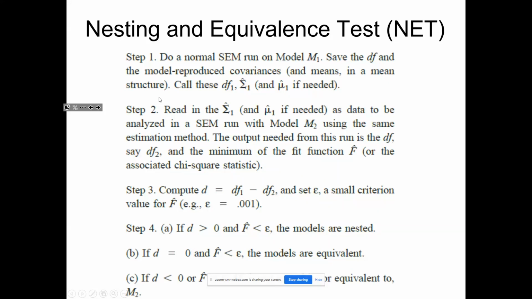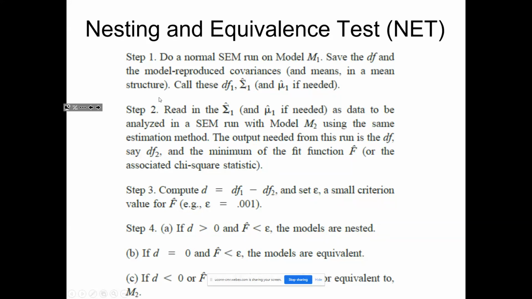So again, I'm not going to be using the sample variance covariance matrix. I use that for the first model, but then I generate a model implied variance covariance matrix. And then I'm going to pretend the model implied variance covariance matrix is basically my data. And then I'm going to run the more complex model using that model implied variance covariance matrix.